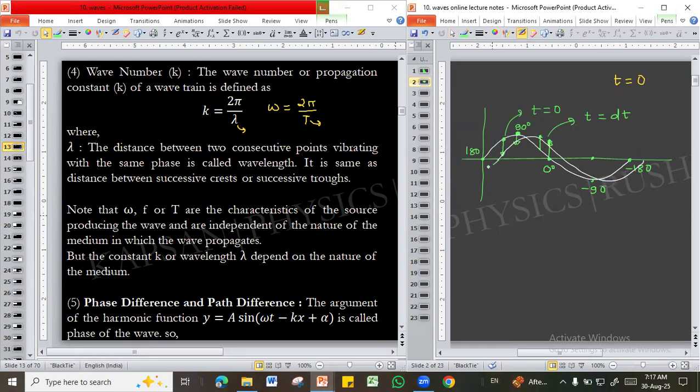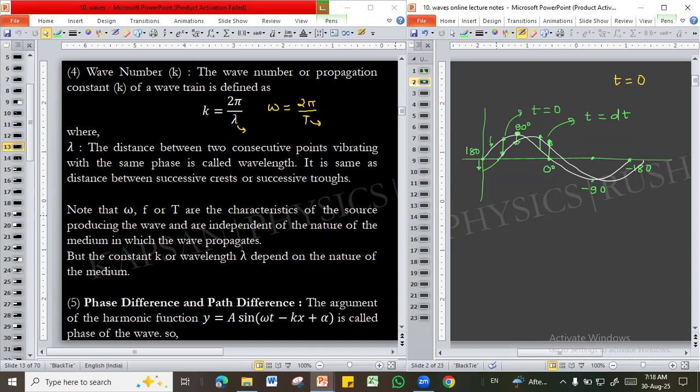Shape of the wave will look like this. What does that mean? This particle is right now at mean, and the very next time it is going towards the negative extreme. This is our initial wave.